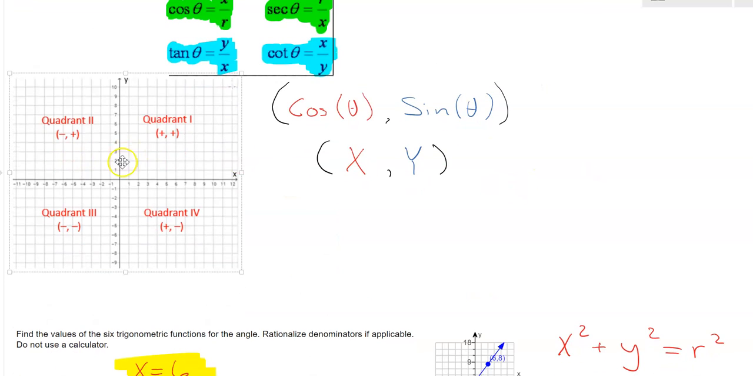We're also going to be looking at the quadrant here, and you're going to be given certain cosine or secant, or you're going to be given sine and cosecant, and those values will determine which quadrant it's in. So it's a little bit of a review there.